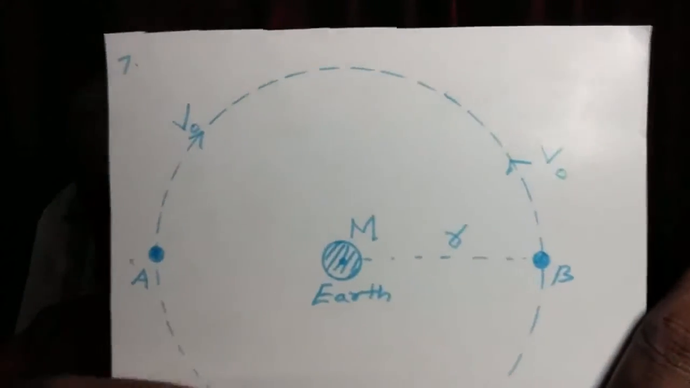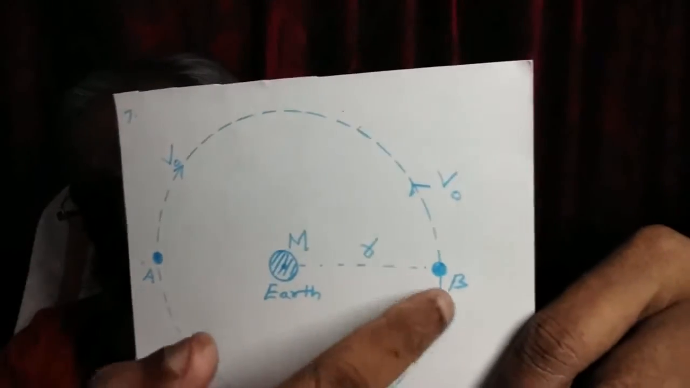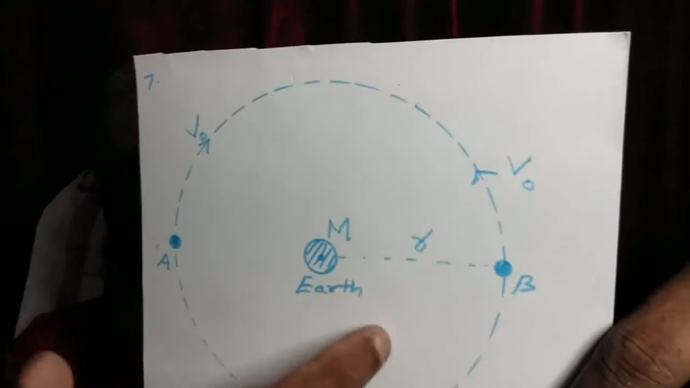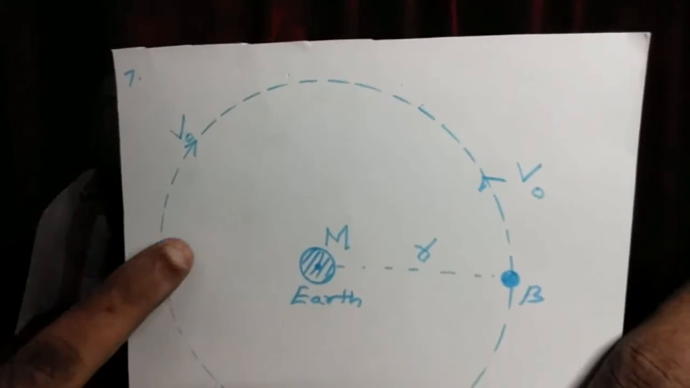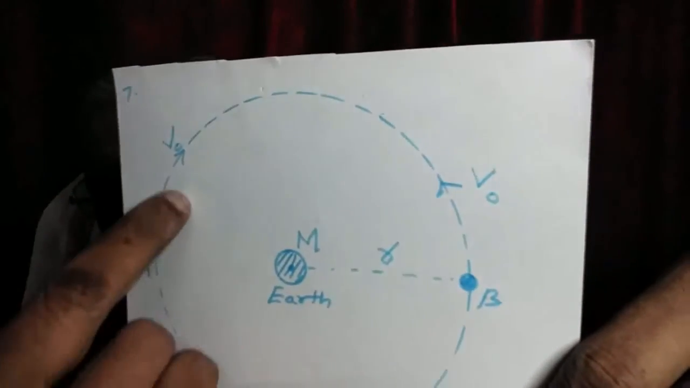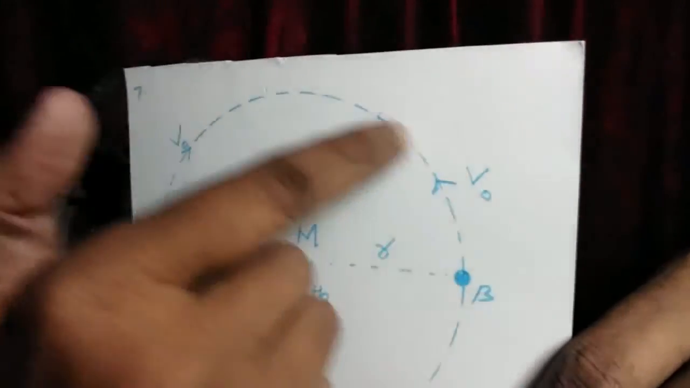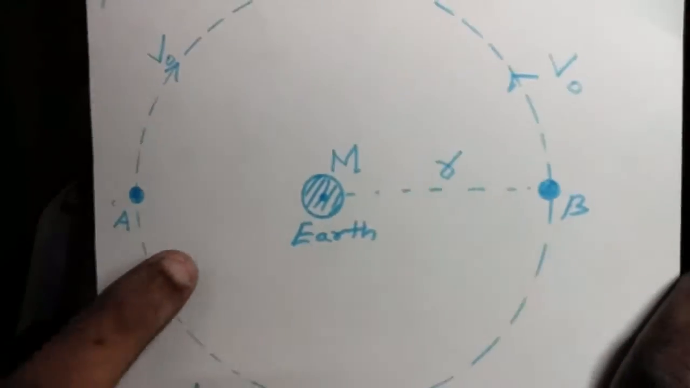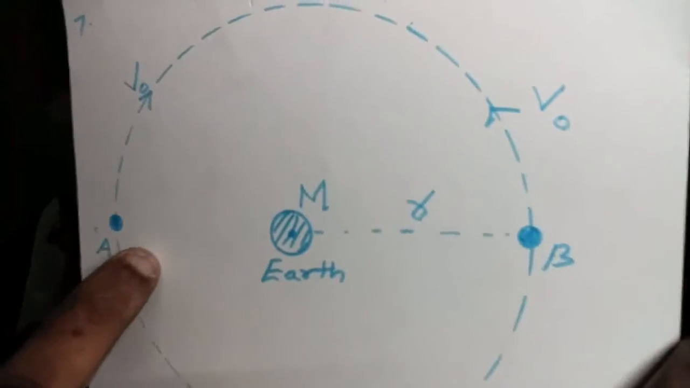Now we can see this problem. Here the problem is two satellites A and B are revolving around this Earth in a fixed orbit. The two are moving in opposite senses. One is moving clockwise, the other anti-clockwise, with the same velocity. The satellites are identical, so the mass is the same.